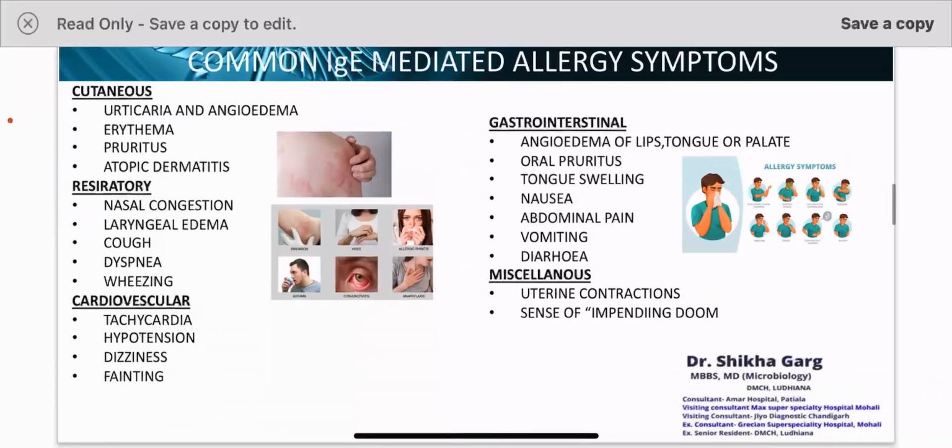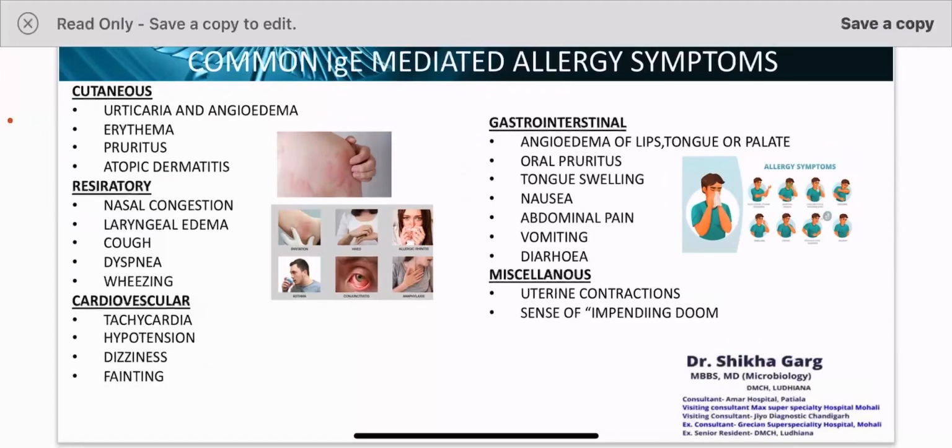So what are the common symptoms? It could be cutaneous, that is the skin. It could be urticaria, angioedema, erythema, pruritus, atopic dermatitis. Respiratory could be cough, dyspnea, wheezing, nasal congestion, laryngeal edema. Gastrointestinal, like oral pruritus, tongue swelling, nausea, abdominal pain, vomiting, diarrhea. Angioedema of the lips, tongue or palate could occur.